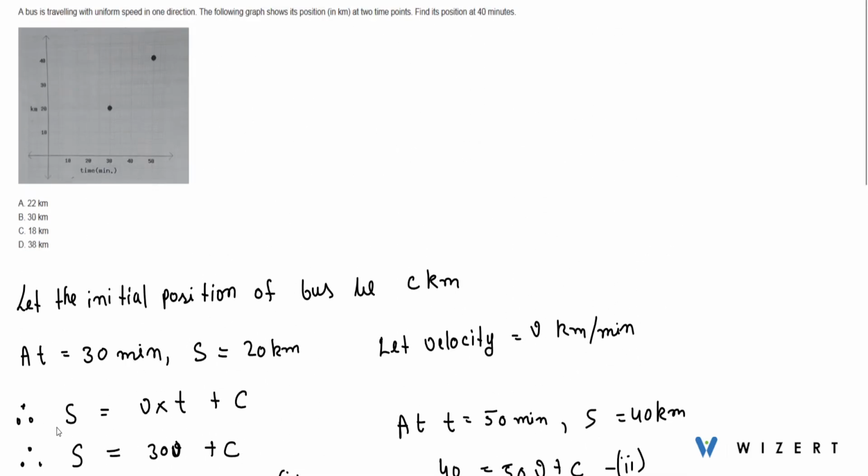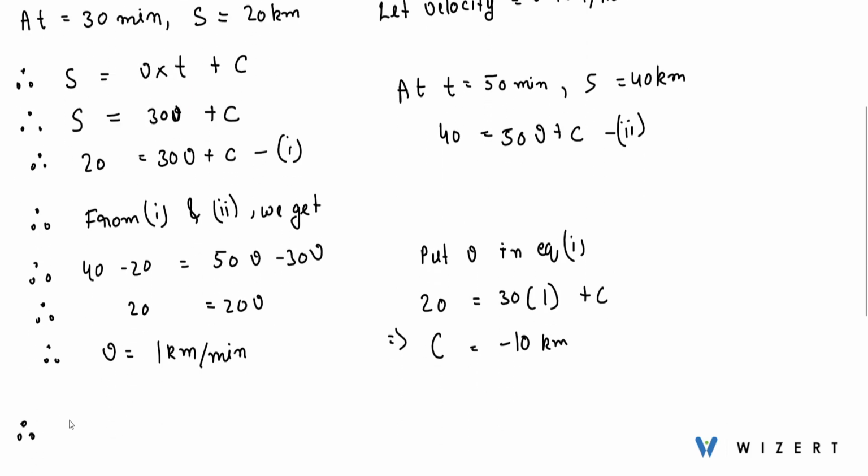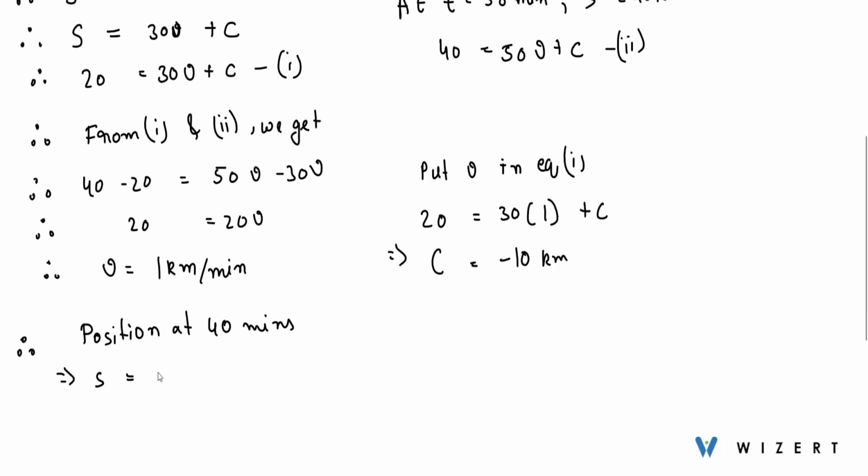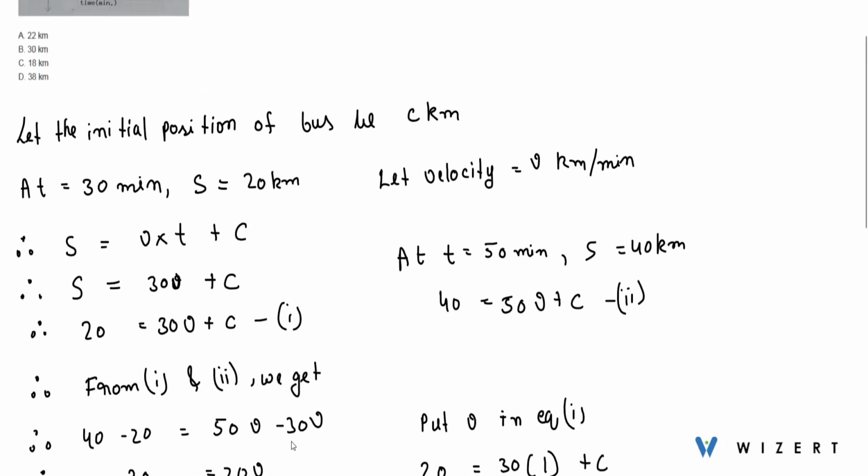Therefore, what they have asked us, find position at 40 minutes. Therefore position at 40 minutes will be s equals velocity multiplied by time, where velocity is 1, so 1 multiplied by time, which is 40, plus c. So distance will be 40 minus 10, so distance will be equals 30 kilometer. So the position will be 30 kilometer. So this will be our final required answer.